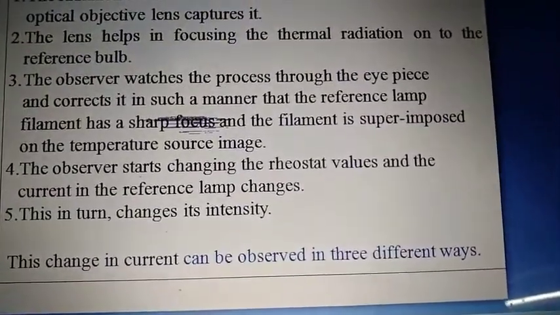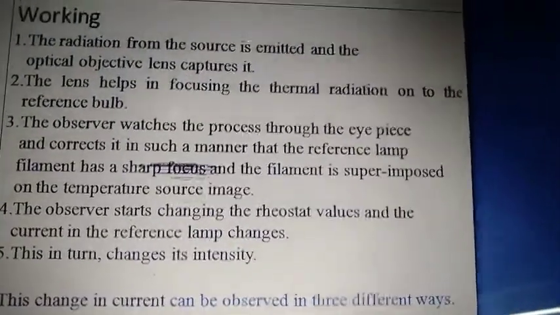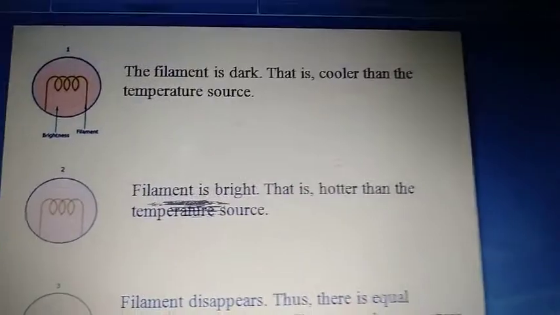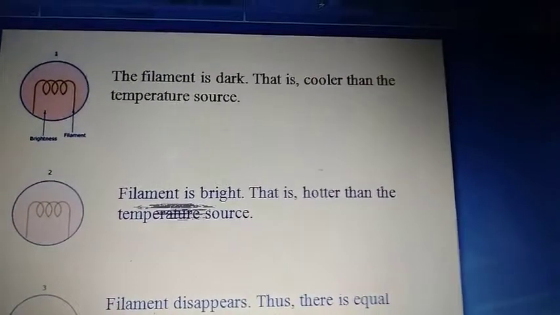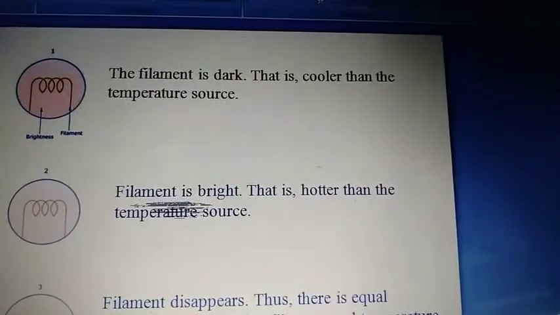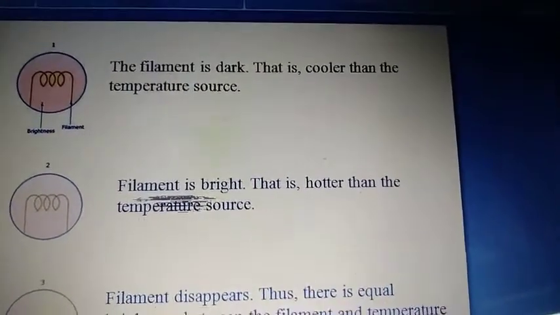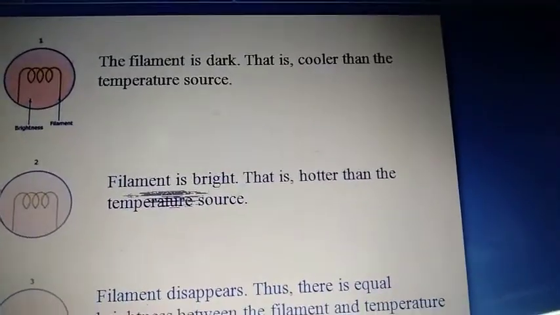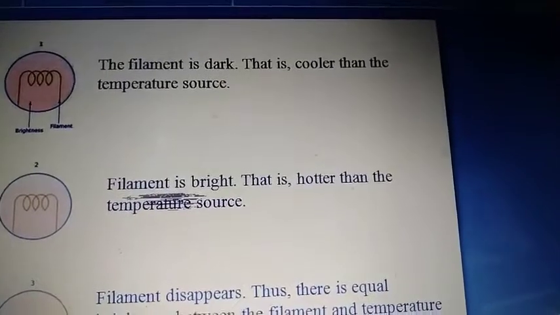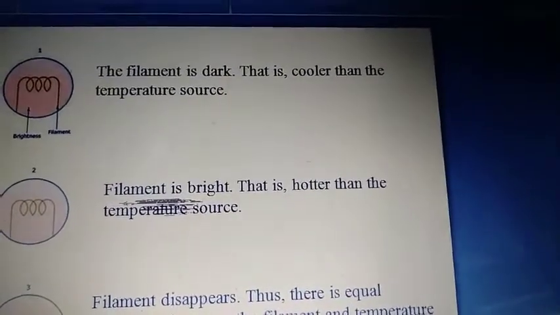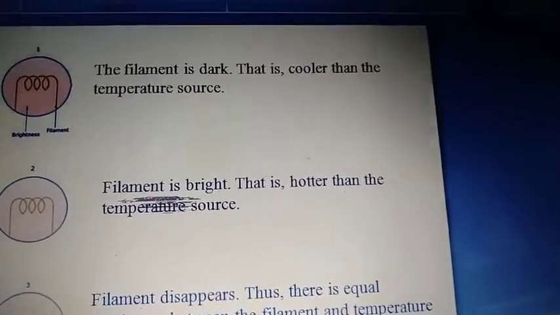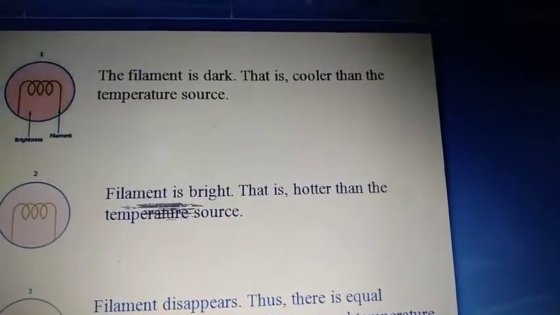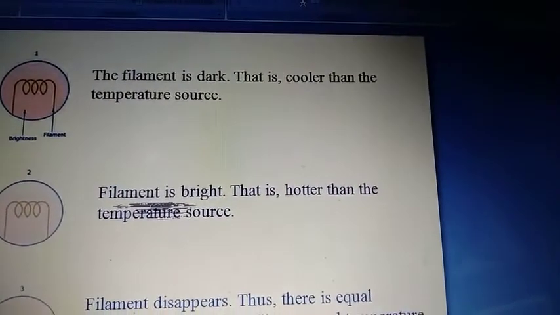This change in current can be observed in three ways. Normally, in three ways we are observing the change in the filament. One is that the filament is dark. What is the meaning of that? The filament is dark means it is cooler than the temperature source, so the temperature of the filament is less than that of the source.